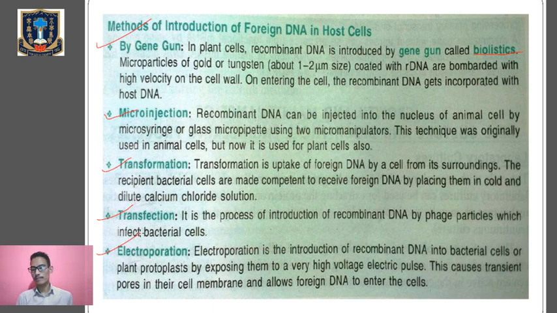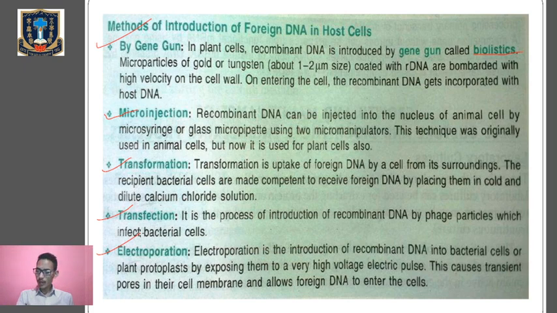voltage electric pulse. Clear? So the bacterial cells are exposed to a very high voltage of electric pulses. By doing this, a pore will be created in the cell membrane of the bacterial cells and the plant cells, and by the help of these pores, the recombinant DNA can enter into the host cells. So these are the methods by which we can introduce the foreign DNA in the host cells. Remember, the gene gun method or ballistic method, microinjection, transformation, transfection and electroporation. So these are the few methods by which we are able to introduce the foreign DNA in the host cells.